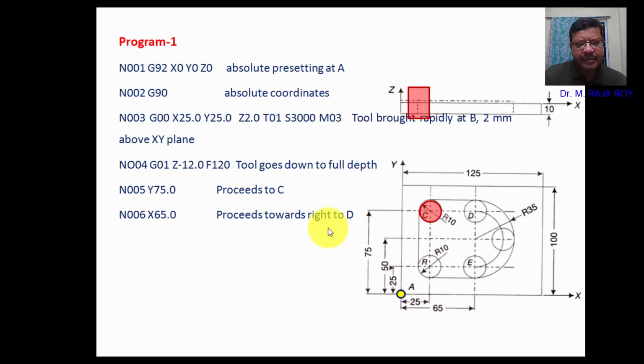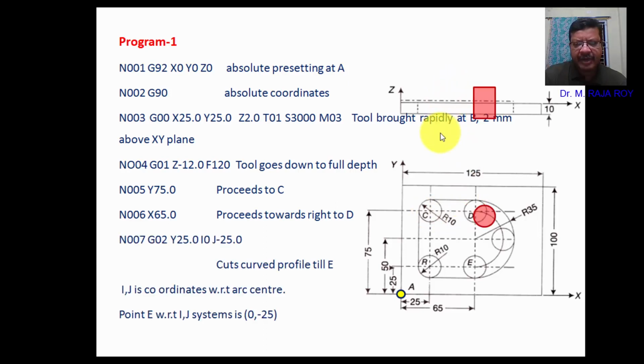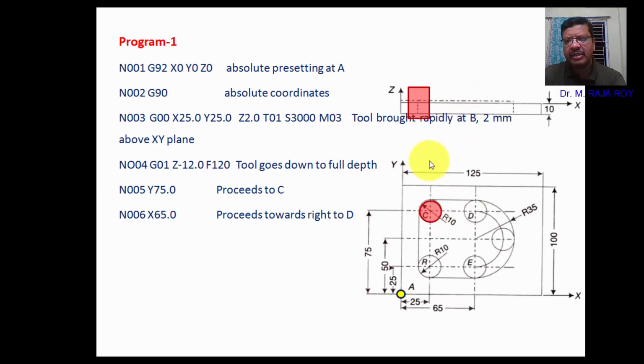Next, in the sixth block, I am taking the X coordinate as 65. That means, this is 0, 0, X coordinate 65 means the tool moves up to here. That means I am removing the material from here to here. Okay. So from here to here, now the tool is moving. The tool movement you can see in the top view as well as in the front view. In both the views you can see the tool movement.